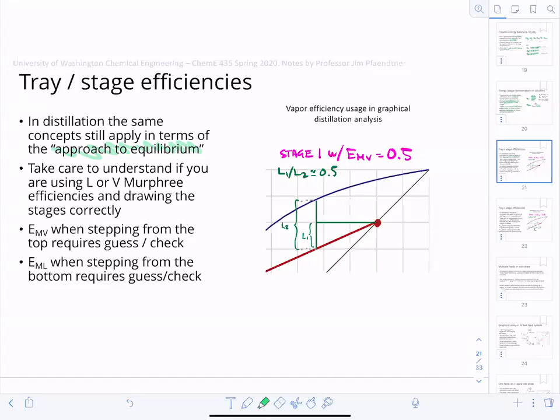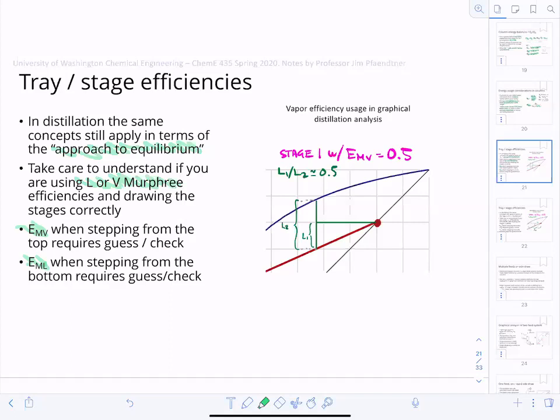You have to take great care to understand whether you're getting the liquid or vapor Murphree efficiencies. And just as a rule of thumb, if you're stepping from the top, because of your problem solution, so the distillate composition is defined, and you're using EMV, you're going to have a guess and check type approach that we've covered, and I'll just remind you here. And likewise, if you're using the liquid Murphree efficiencies and you're stepping from the bottom, there you'll need the guess and check approach.